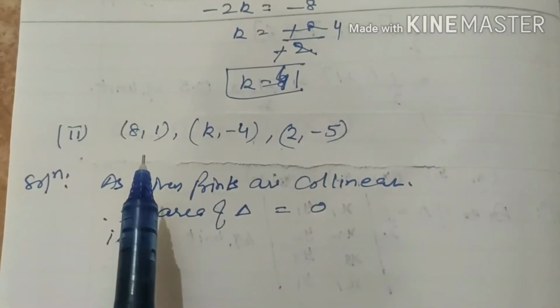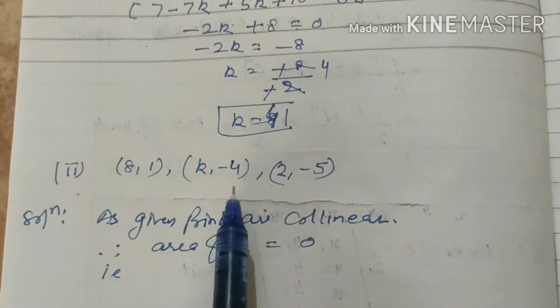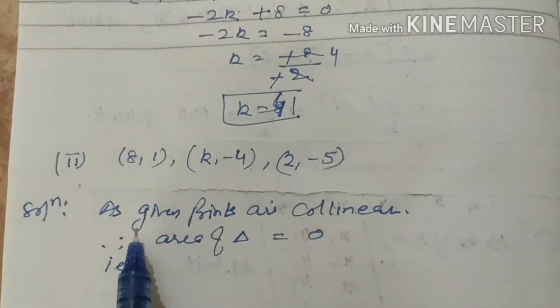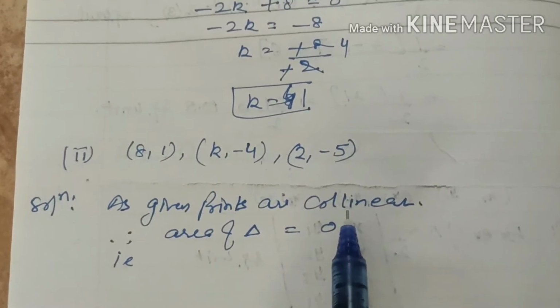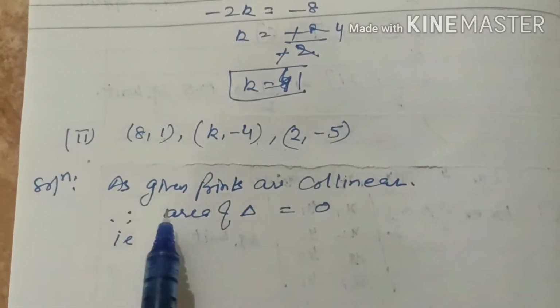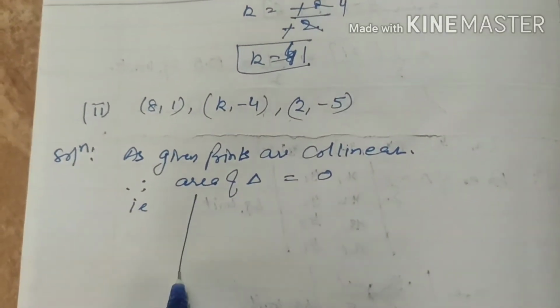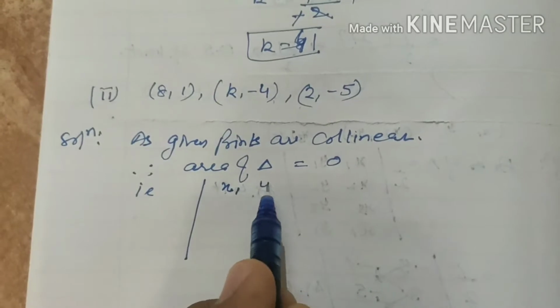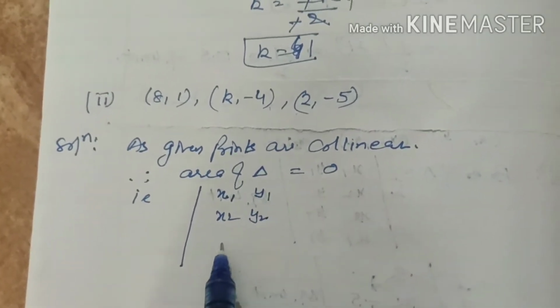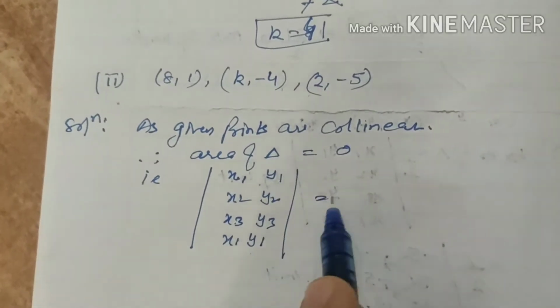So in the next part, that is part number 2, we have given points as (8, 1), (k, minus 4), (2, minus 5). As the given points are collinear and we need to find the value of k, the area of the triangle will be 0. That is, by another method we are doing the sum. So x1 y1, x2 y2, x3 y3, and x1 y1 equals to 0.